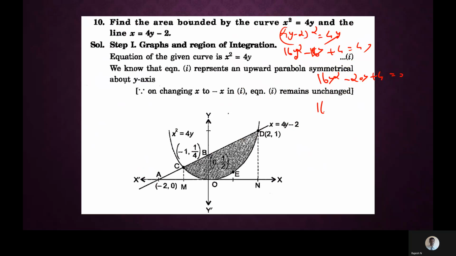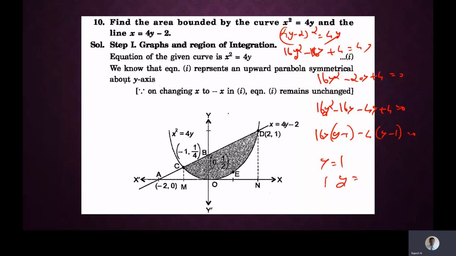So what is the answer? 16y squared minus 16y minus 4y plus 4 is equal to 0. So 16y into y minus 1 minus 4 into y minus 1 is equal to 0. So y is equal to 1 and y is equal to what? 16y is equal to 4, y is equal to 1 by 4. So y is 1 by 4, what is x? X squared is equal to 4y, so x squared is equal to 4 into 1 by 4, so x is equal to plus or minus 1. Next is what?